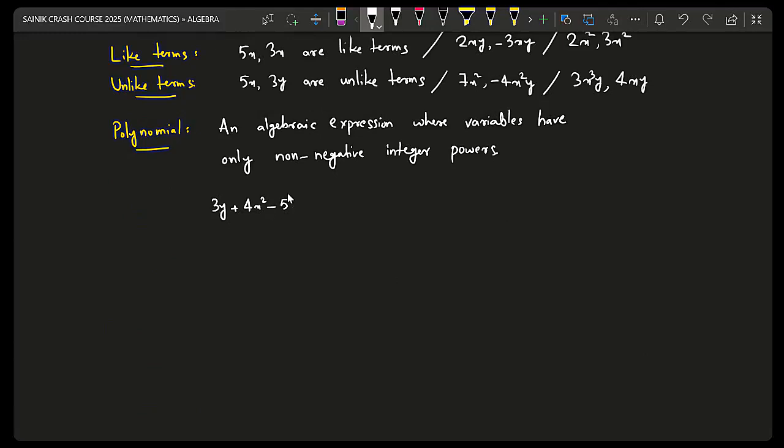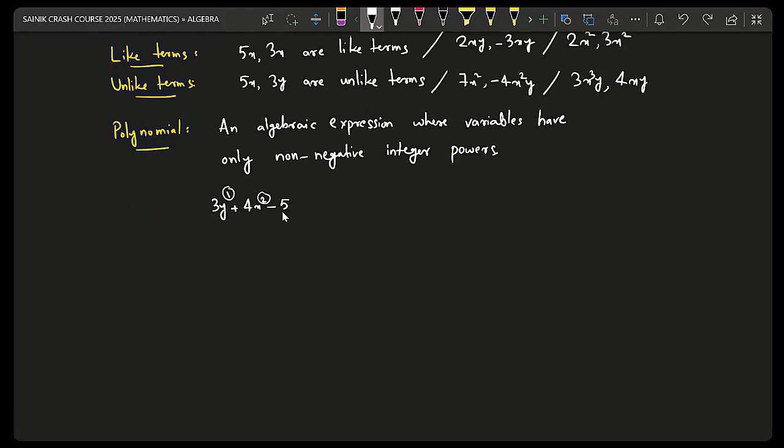So what is the condition? First of all, it should be an algebraic expression. Yes, this is an algebraic expression. What is an algebraic expression? It is a combination of constants and variables by the application of fundamental operations like multiplication, division, addition, subtraction. Then what is another condition? It should have variables having only non-negative integer powers. Here there is no power of y. What is understood? If there is no power, 1 is understood. So here 1 is there, here 2 is there, and here there is no variable at all.